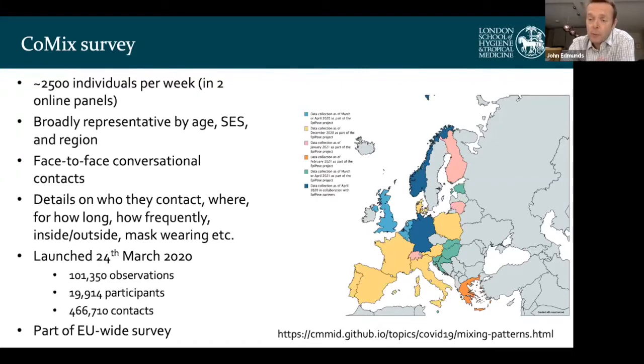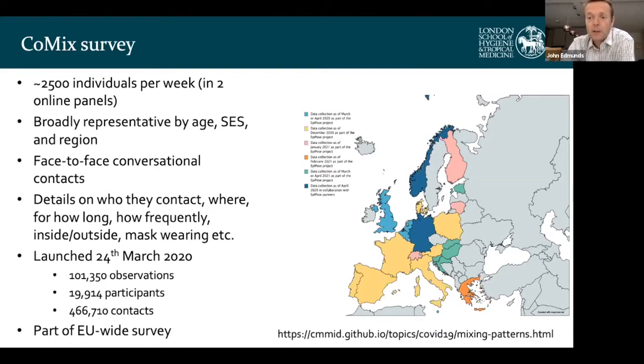So we asked them to record details of who they contacted in such a way, where that happened, how long that contact occurred for, how frequently they usually have contact with that person, whether it was inside, whether it was outside, whether they were wearing a mask, and so on. We also get characteristics of the person that they contacted. So the age of the person that they contacted in particular is an important characteristic.